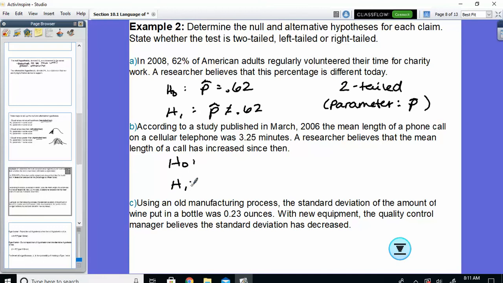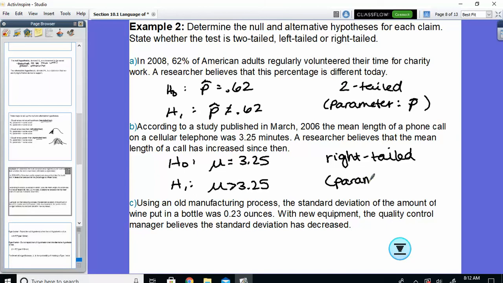Okay, so B, the cell phone one, which again I already did, we are talking about the mean equal to 3.25, and then we believed it's increased for the alternative, so the mean is greater than 3.25. So is this two-tailed, left-tailed, or right-tailed? Right-tailed. If you're greater than, you're above, so that's a right-tailed test. What is the parameter here? Minutes on phone. Just your parameters, like your variable that we're using. So up here we're using the p hat. Here we're using mean, your mean.